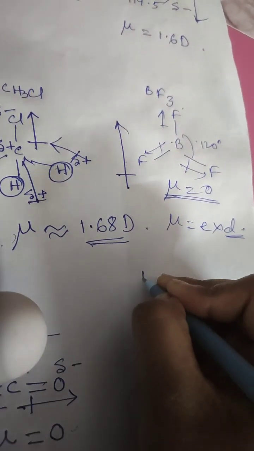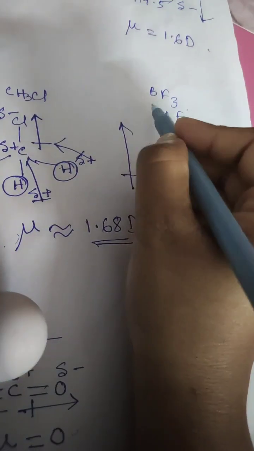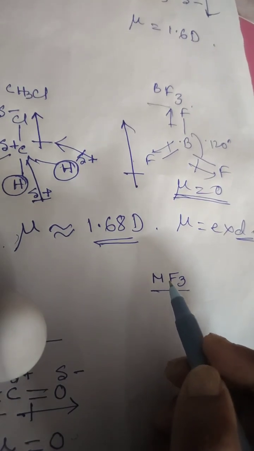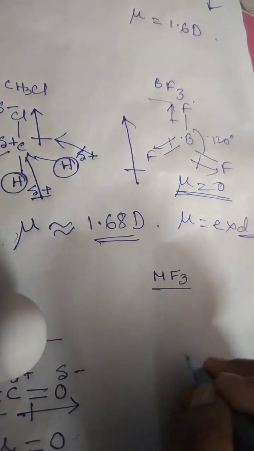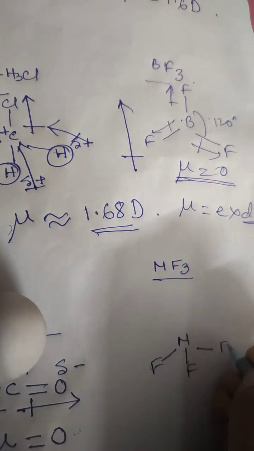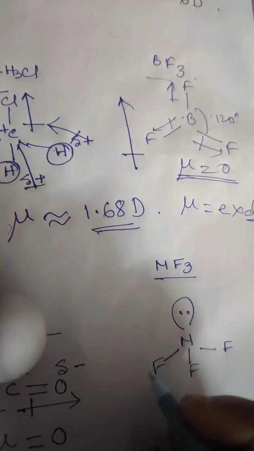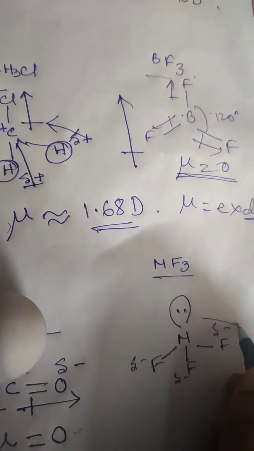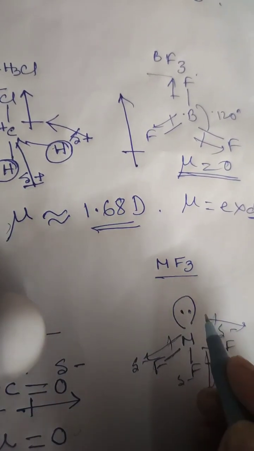Our next compound is NF3. This is not similar to BF3. As here nitrogen and boron contain 3 fluorine atoms, but its structure is like this type of structure. Here nitrogen contains 3 electronegative fluorine atoms, so here the dipole moment goes downwards.